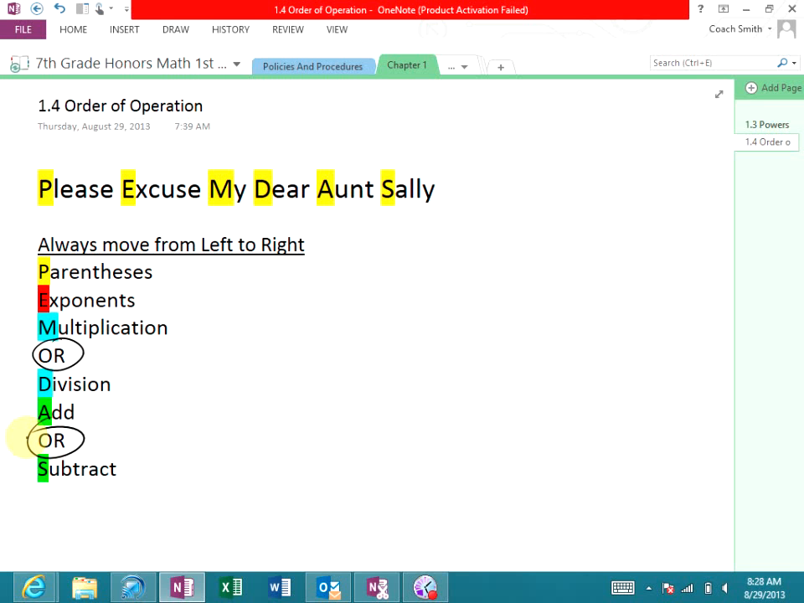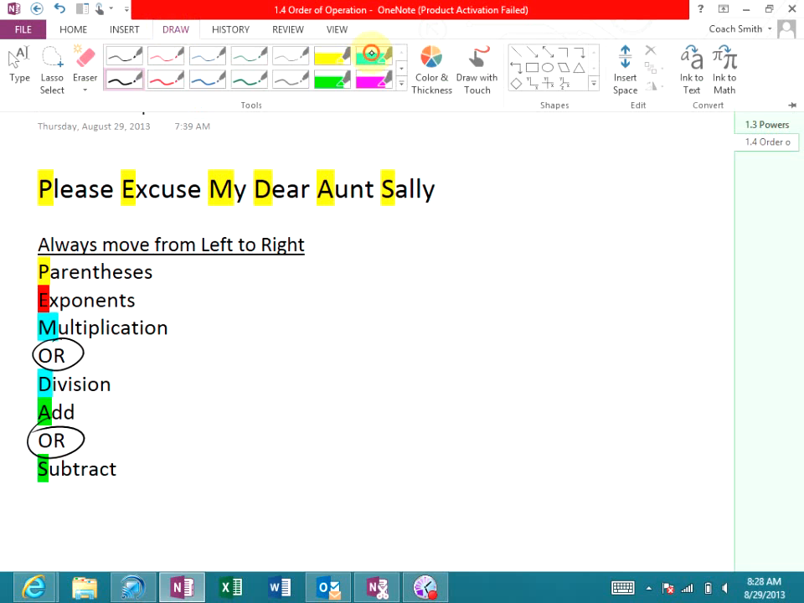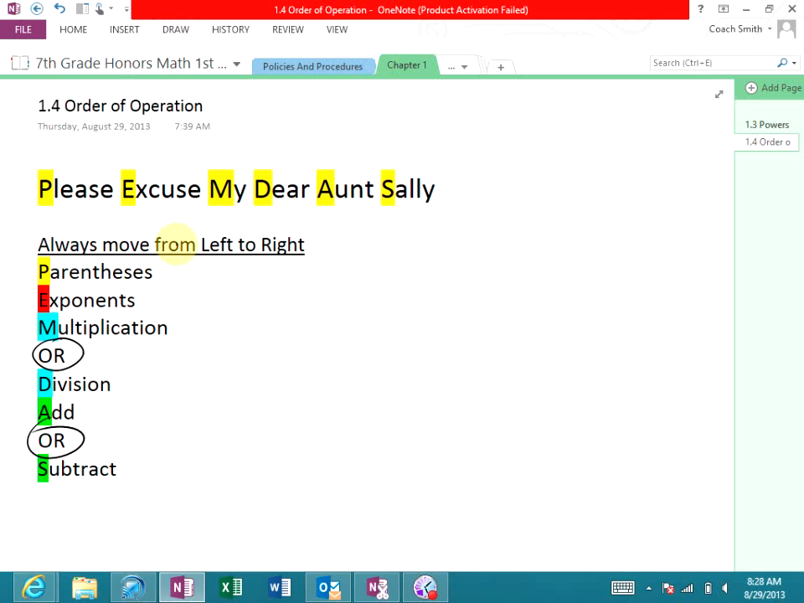Another area where most people make a mistake is in this area here where it says always move left to right, okay? Once you have simplified one step of the expression, you always go back to the left and start reading left to right, okay? We don't go into the middle of a problem and go, oh, okay, I need to do this or I need to do that. We always go left to right.